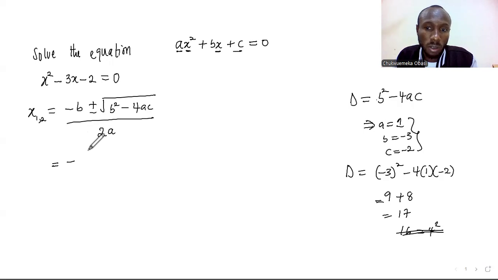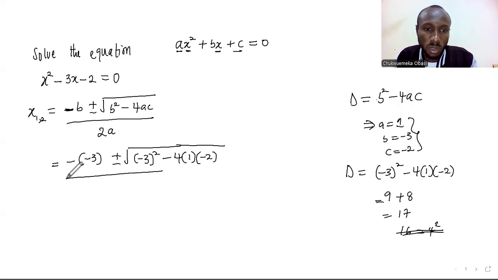So we have minus, our b, which is -3. This is the minus we have in the formula, and b is -3, right? You see, I have to put that in brackets. Then plus or minus the square root of b, which is -3 again, but this time it is raised to a power 2, minus 4. a is 1 and c is -2. So you go ahead and simplify.